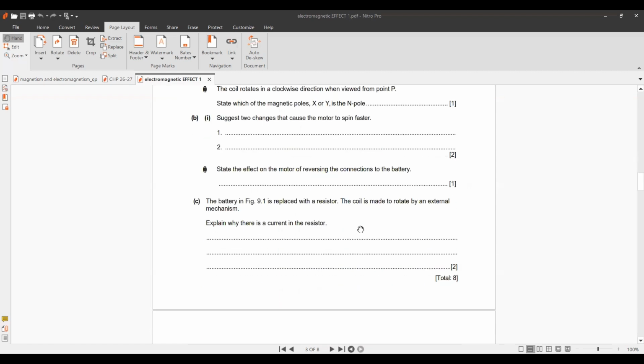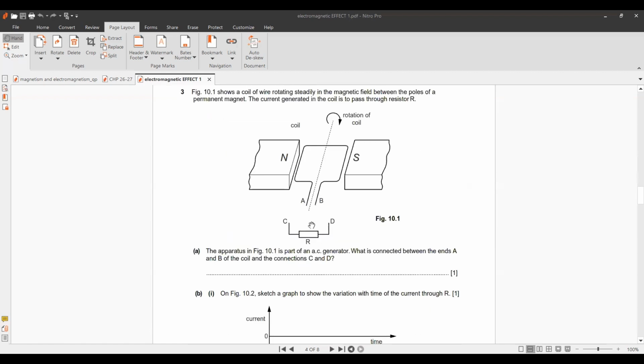Now the next question. They have said the apparatus in figure 10.1 is part of an AC generator, with A and B connected across the coil. The question is very basic: it's an AC generator, so across A and B what will we attach? Slip rings. Very good, slip rings attached to carbon brushes, which will be attached to C and D.